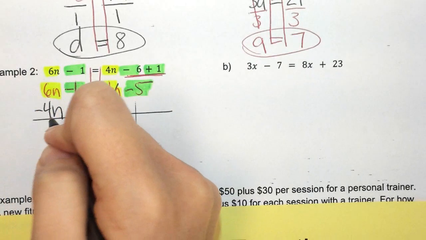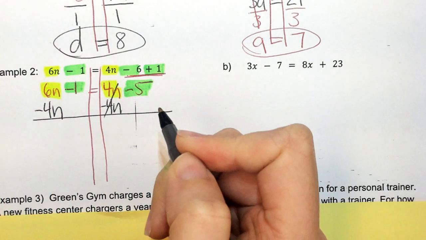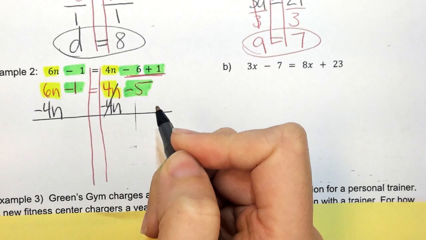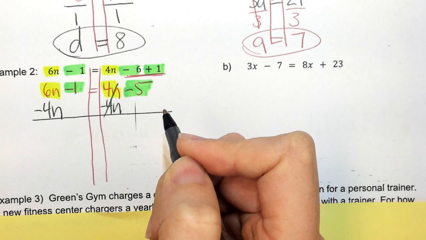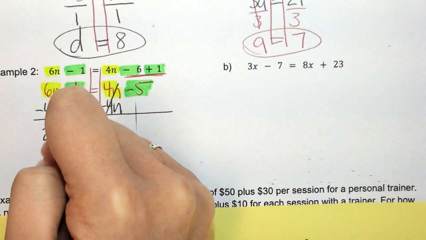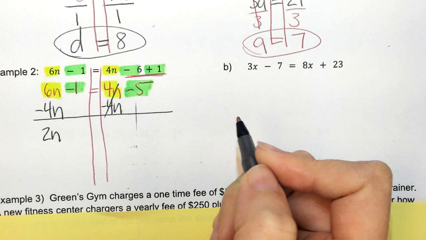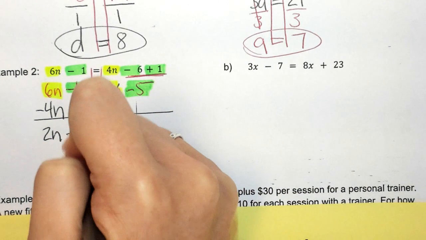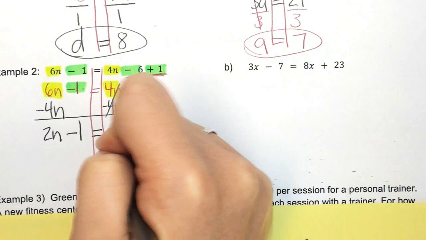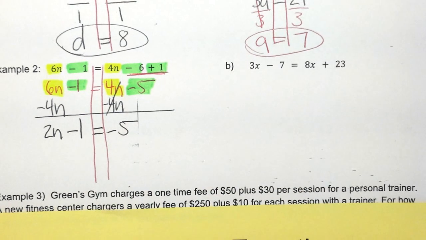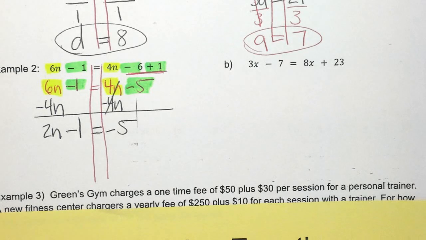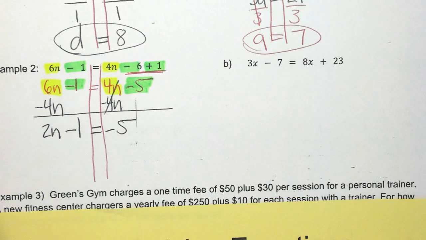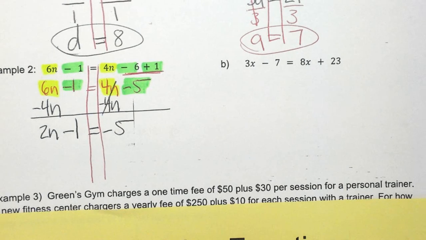So 6n minus 4n, Haley, is? We have 6 n's, we take away 4, 2n, very good. Bring down whatever's left, so 2n minus 1, and on the other side I have a -5 left. At this point, you could highlight again if you want, but a lot of you are really good at two-step equations at this point. You can recognize we have variables, we have constants, and what needs to move.